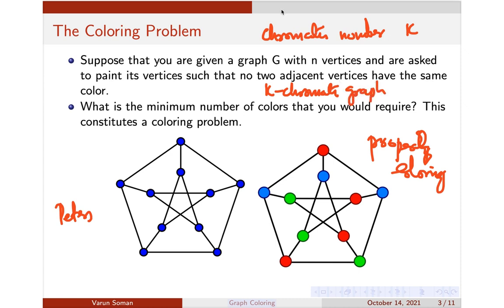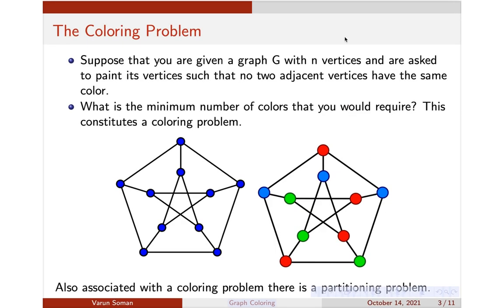What's a chromatic number? Chromatic number is basically the minimum number of colors required to properly color a graph. Such a graph is called a K chromatic graph. So I hope it is clear what we mean by chromatic graph. Let us now discuss these concepts again.